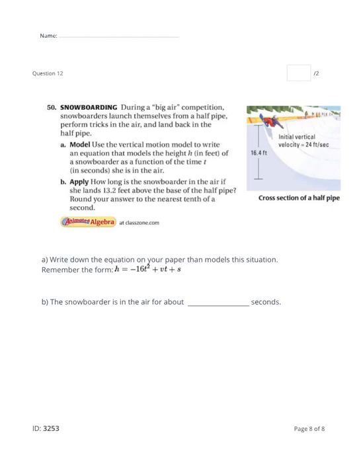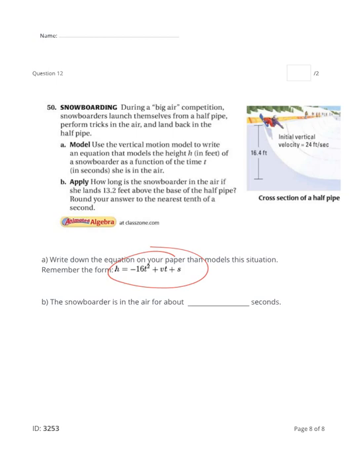Okay. But let me go to 50 here, and again, just get you set up. It's one of those vertical motion ones. They give you the vertical motion formula I see down here: negative 16t squared plus vt plus s. As you read through that problem, it's got a picture to help you out as well. It talks about the initial vertical velocity when they jump off the half pipe. So during a big air competition, snowboarders launch themselves from the half pipe to perform tricks in the air and land back on the half pipe.